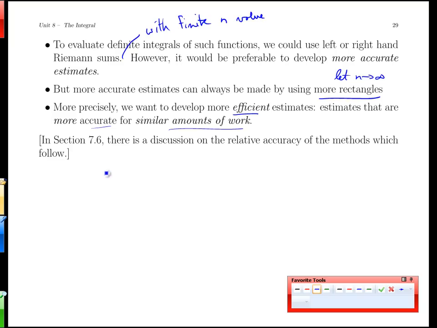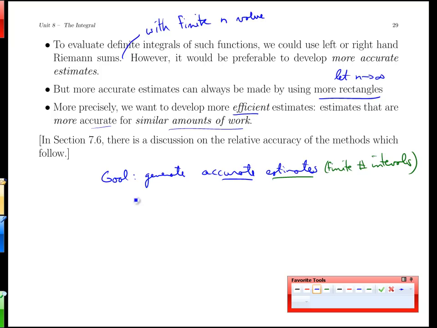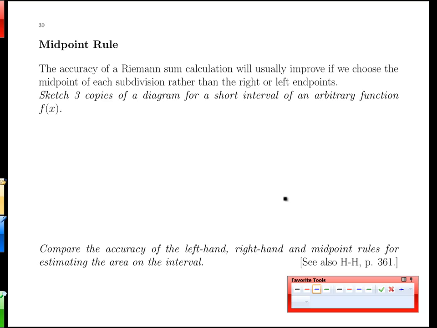So the goal here is to generate accurate estimates. And again, notice the word estimates here. That's coming from a finite number of intervals. So not the definite integral that we've been looking at so far, as efficiently as possible. Okay, least work for the most accuracy, and we'll just leave that as implied. And I'm going to claim that left and right hand rules are not the way to go, otherwise we wouldn't be looking at this particular unit.